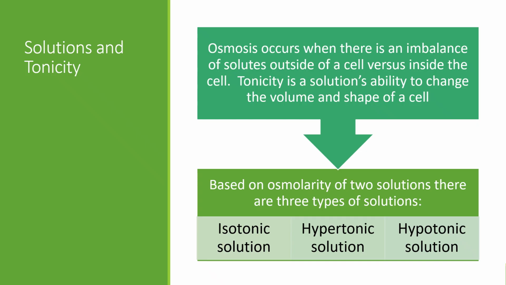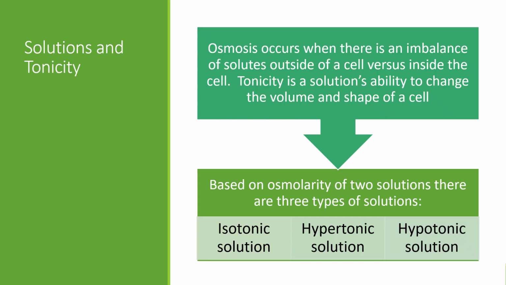So let's talk a little bit about tonicity and solutions. Osmosis occurs when there is an imbalance of solutes outside of the cell versus inside of the cell. The thing that makes it a little challenging is that the solutes are different inside and outside, but it's the water that's moving. So we name our solutions based on solute concentration, what we're dissolving, but it's the water that's moving. That's always a little bit of a challenge to think about.